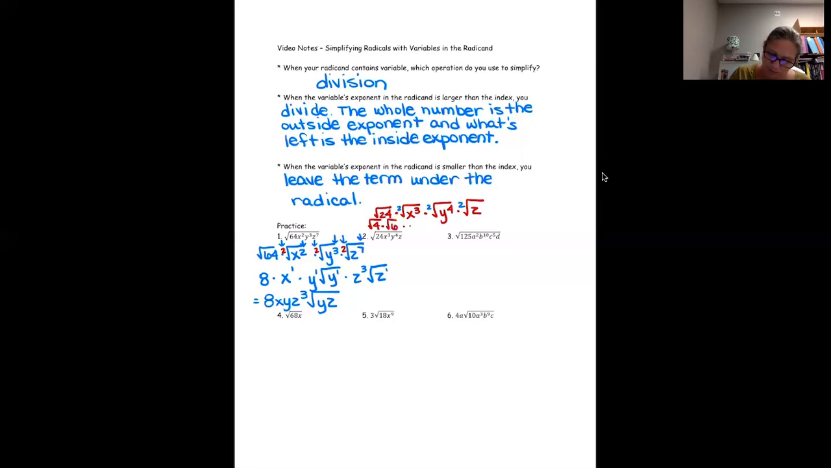2 goes into 3 one time with 1 left over. 2 goes into 4 two times. And this is where, when the variable's exponent in the radicand is smaller than the index, you leave the term under the radical. So put them all together. The square root of 4 is 2x y squared square root 6xz.